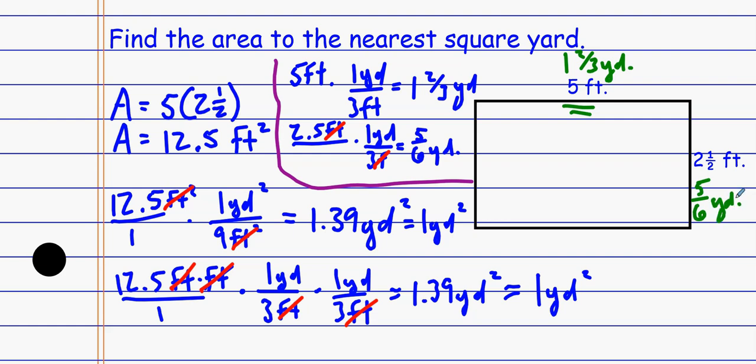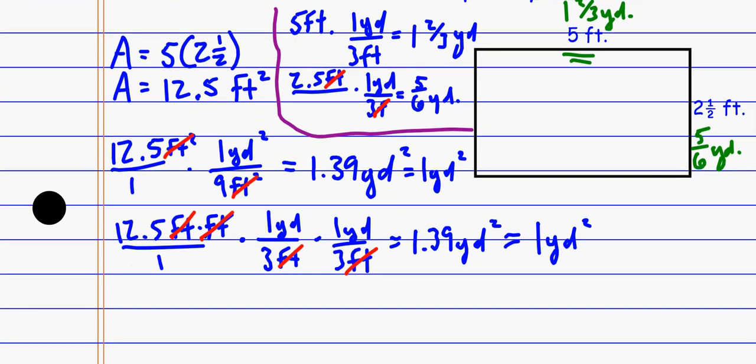And now from here, I could just redo this problem, but keep it in yards the whole time. Say, okay, the area is base times height. So for this particular example, sorry, that is a terrible looking A. I know I can do better than that. I believe in me. So the area is base times height. So the base is 1 2/3. And the height is 5/6.